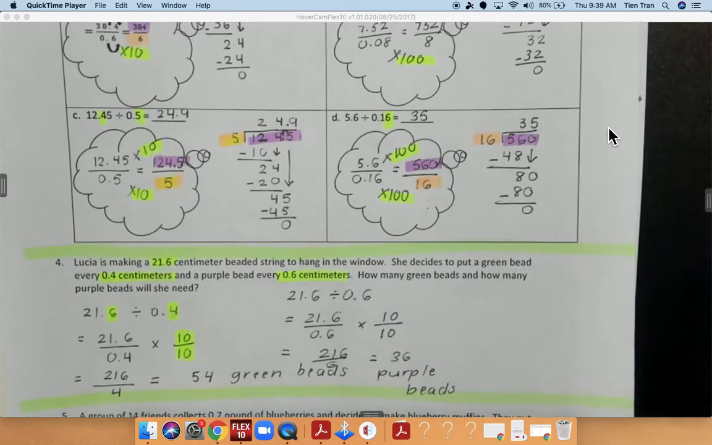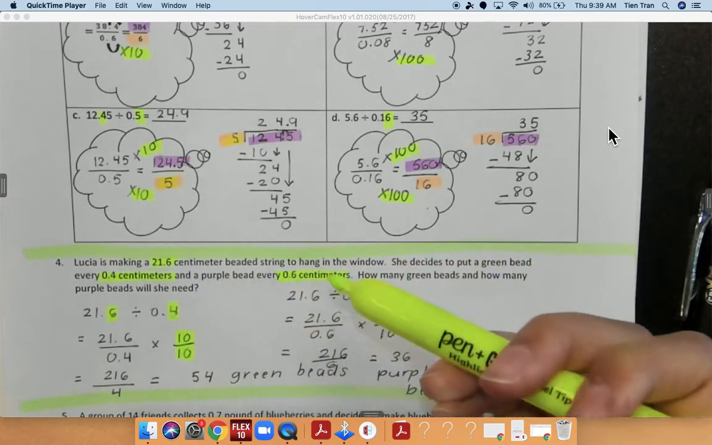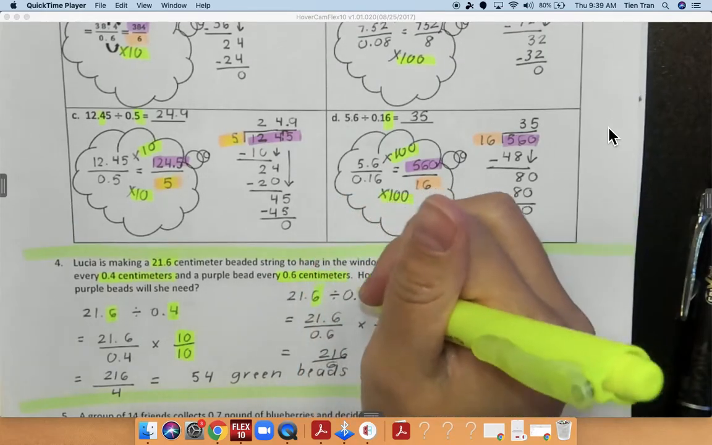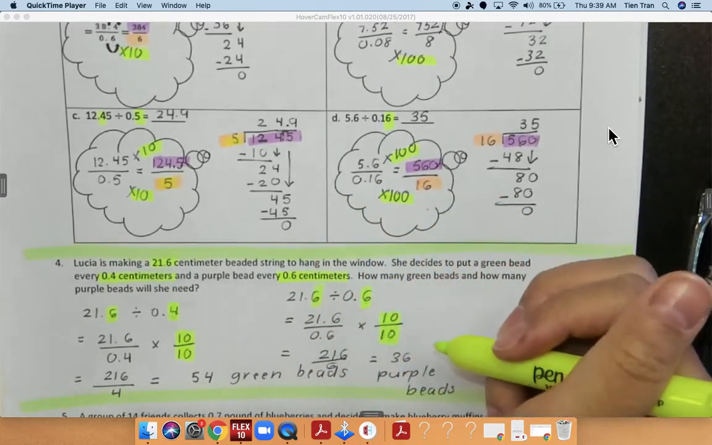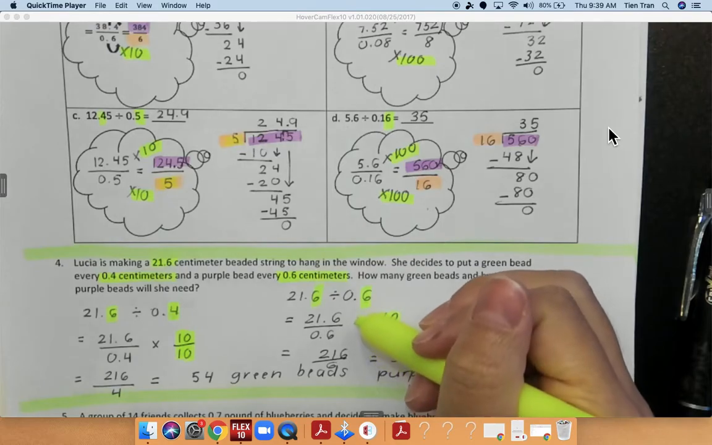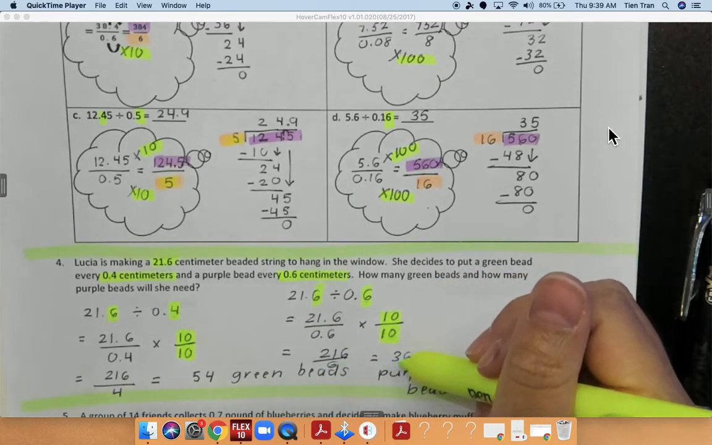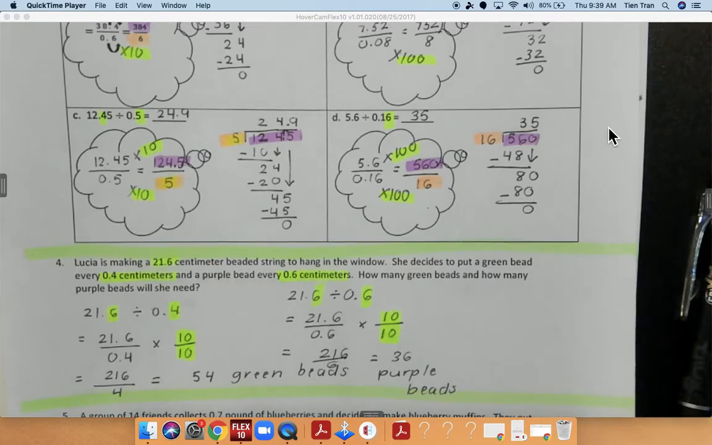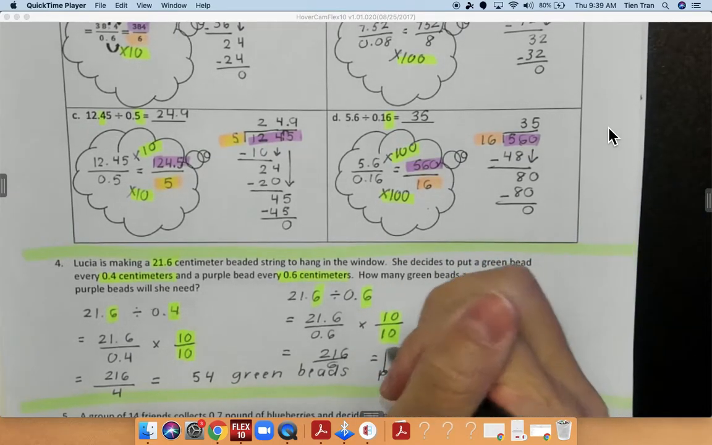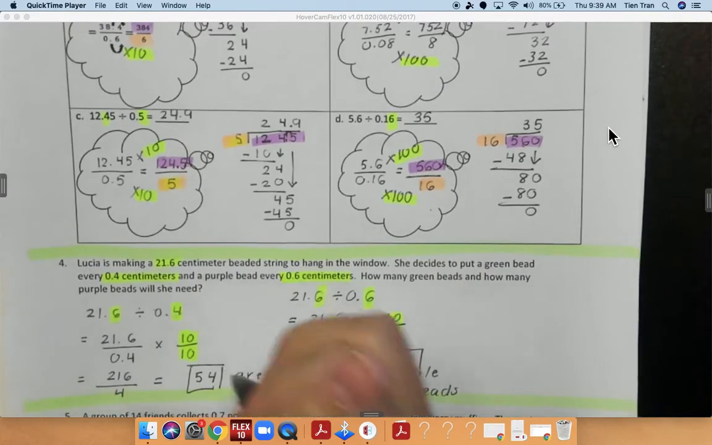On this side, I'm doing the same thing. I notice that we have both of them in the tenths place, so I'm multiplying times 10. So I have 21.6 times 10 over 0.6 times 10. So what we get is 36 purple beads. So this one is 36 purple beads. This one is 54 green beads.